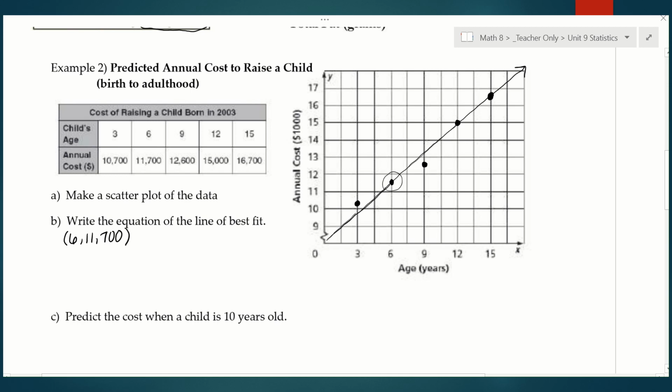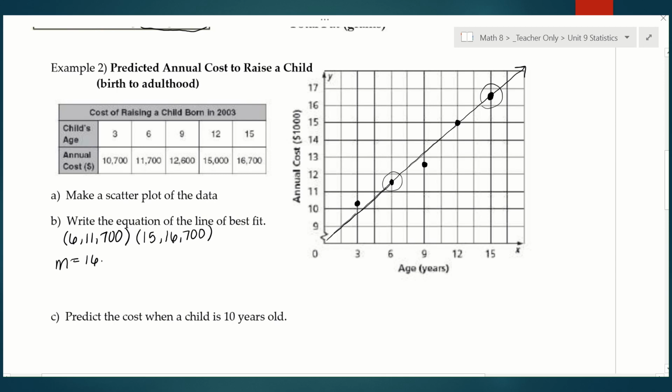11,700. And then I think I'm going to go with this last one, which was 16,700. Okay, again, you can pick any 2 points that are on your line. It does not have to be the ones that I picked. Okay, so your next step is to do your slope formula.